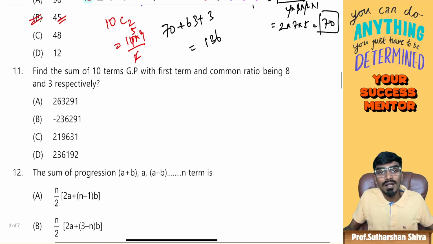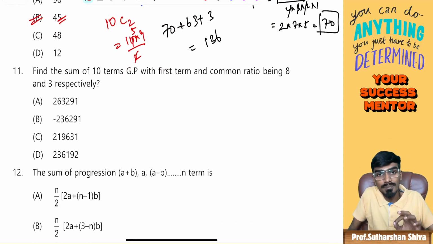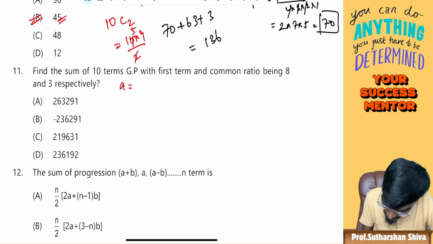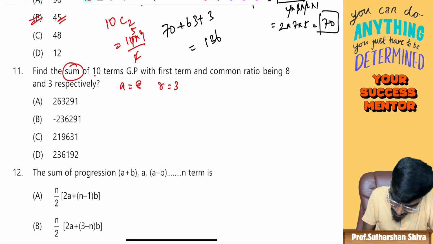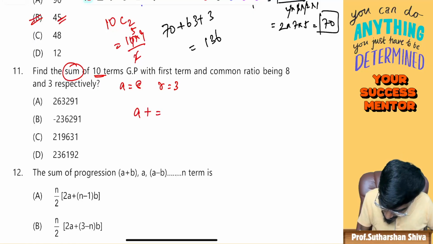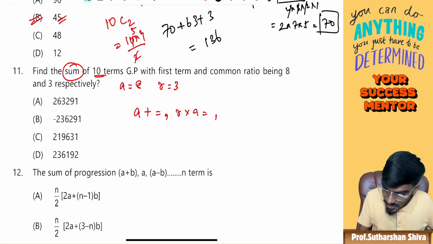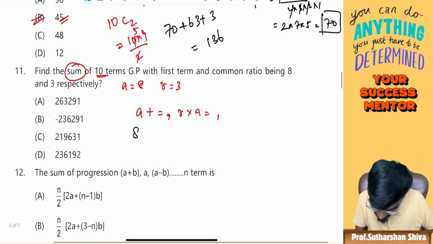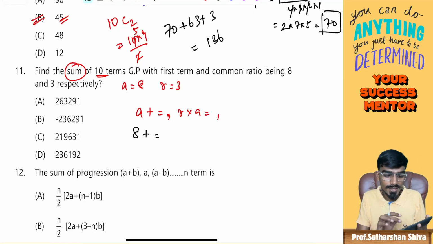Find the sum of 10 terms of a GP with first term 8 and common ratio 3. First term A is equal to 8, common ratio R is equal to 3. As they have given the sum of 10 terms, we have a shortcut for this. What is the shortcut? The calculator trick: A, plus, equal to, R into A, equal to. What is A? 8, plus, equal to.